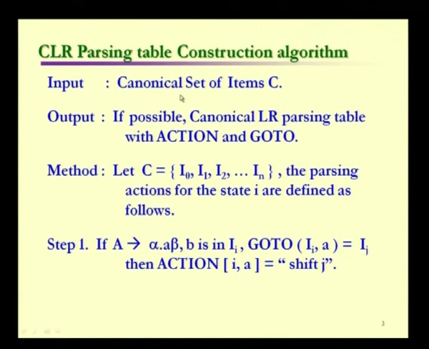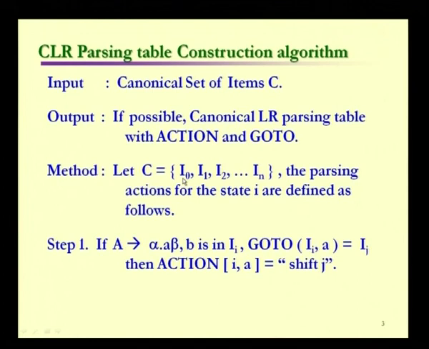We have the input, that is the canonical set of items called C, which will have some number of states, and within each state we will have some number of items. The output is going to be the canonical LR parsing table, which has 2 components, action and goto. The action is defined for all the terminals, and the goto is defined for the various non-terminals. What is available for us is I0 to In, that is n plus 1 states, and each state has some set of items of the form A derives alpha dot beta, comma, small a.